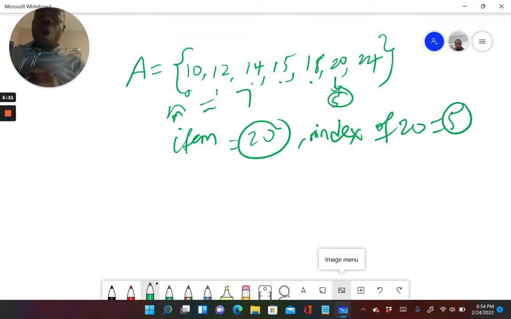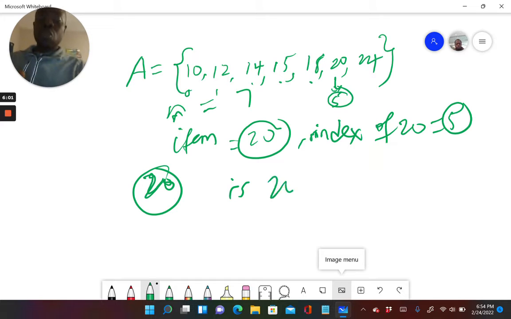If I want to do the normal linear sequential search, I'm going to pick number 20, and one by one, I'm going to compare 20 with 10. Is 20 equal to 10? No. Move to the next one. Is 20 equal to 12? No. Move to the next one. Is 20 equal to 14? No. Move to the next one. Is 20 equal to 15? No. Move to the next one.